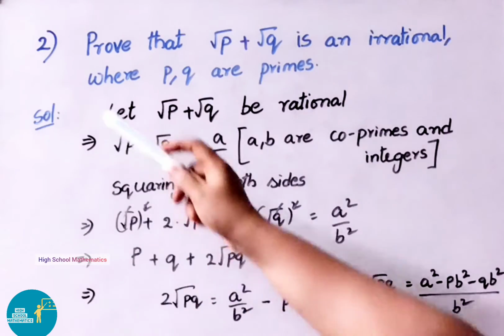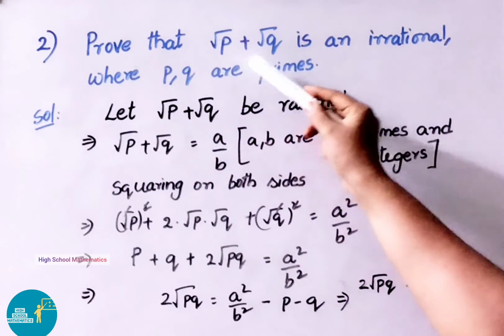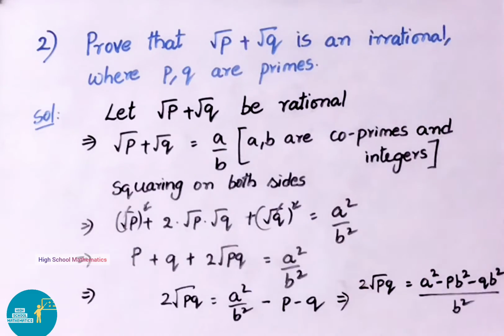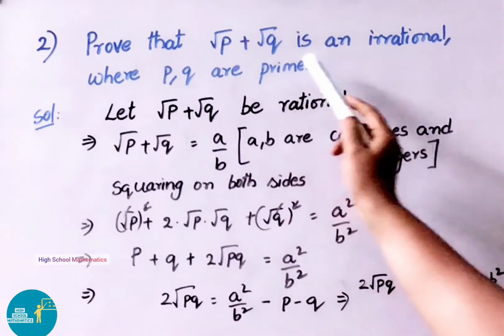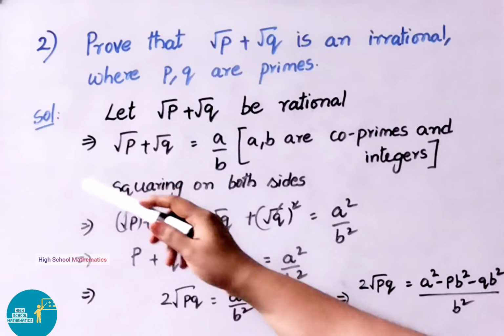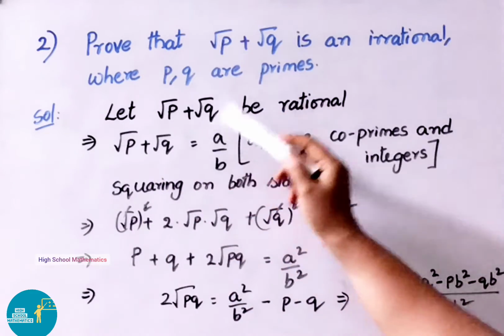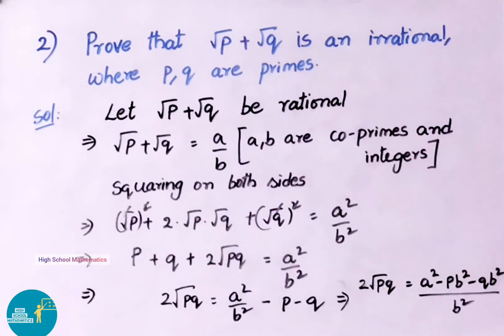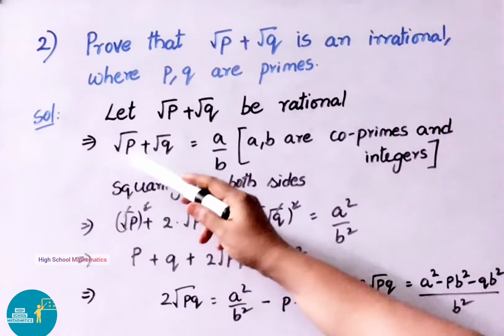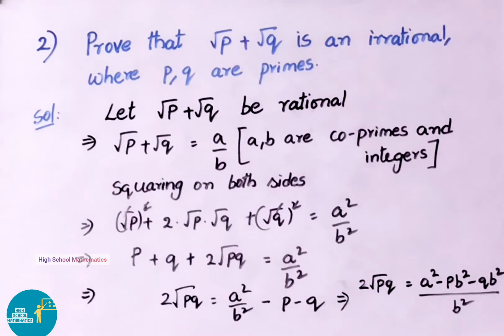See now question number 2. Prove that square root of p plus square root of q is irrational, where p, q are primes. Let us see the solution. Let square root of p plus square root of q be a rational number. That implies square root of p plus square root of q equals a by b, where a and b are co-primes and integers.